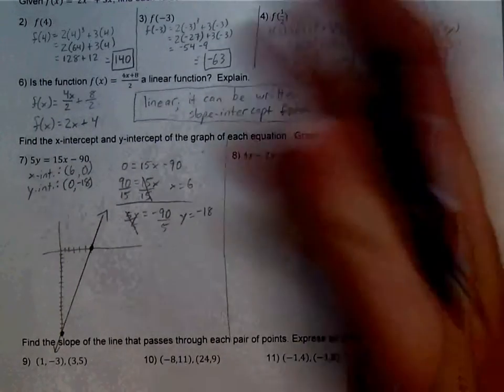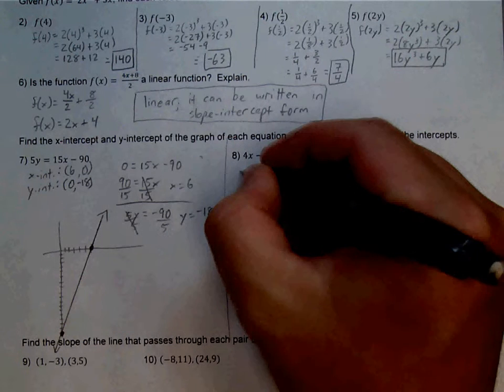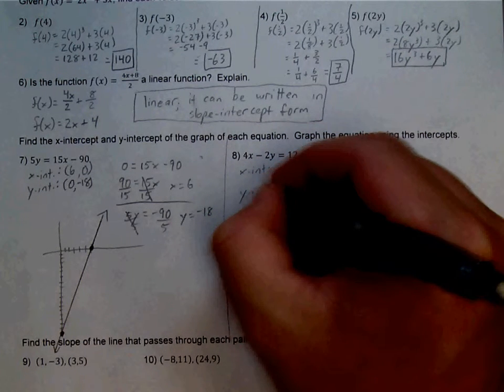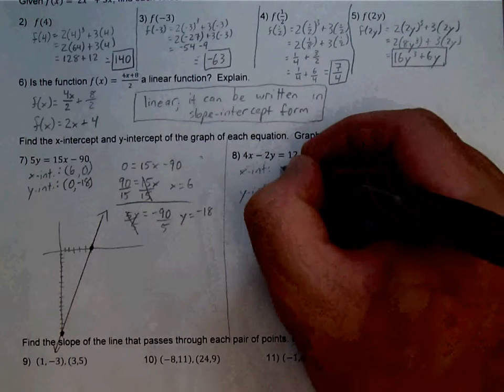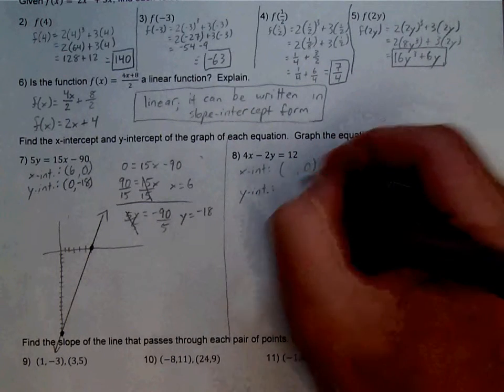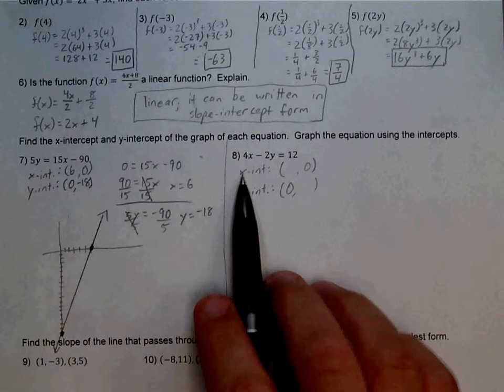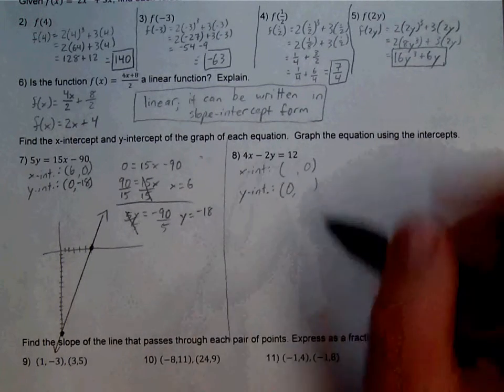Number 8 is in standard form, so that helps. It makes finding the x and y intercepts a little easier. For the x-intercept, plug in 0 for the y. For the y-intercept, plug in 0 for x. Always plug in 0 for the opposite letter. So for the x-intercept, plug in 0 for y.